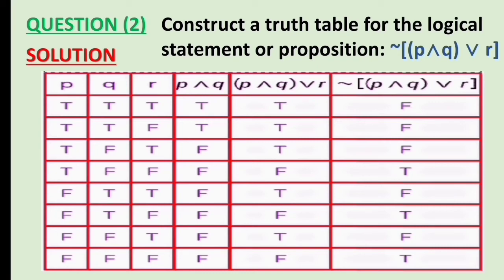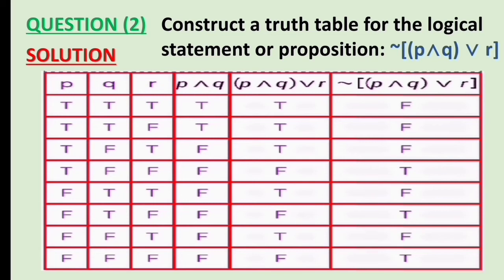Here we have a total number of 8 rows in this truth table. Why 8 rows? From the logical statement in question 2, there are 3 simple statements, P, Q, and R. Now the number of rows that will be required is 2 raised to the power of the 3 simple statements. 2 raised to power 3 will give you 8 rows, 8 rows underneath the heading.